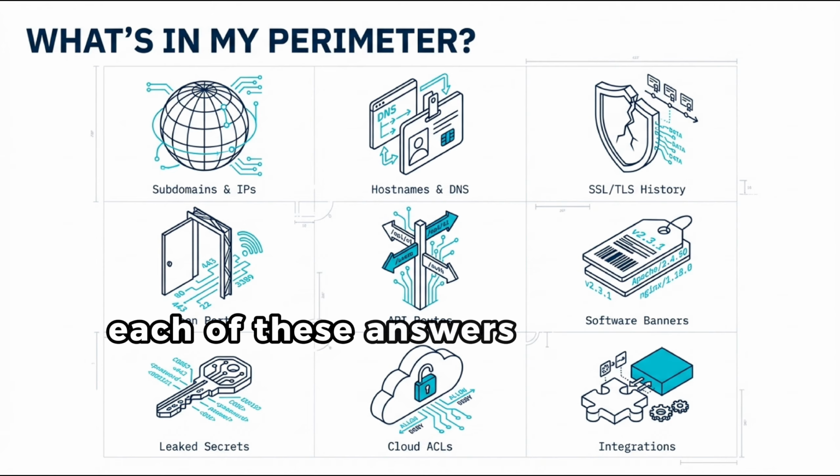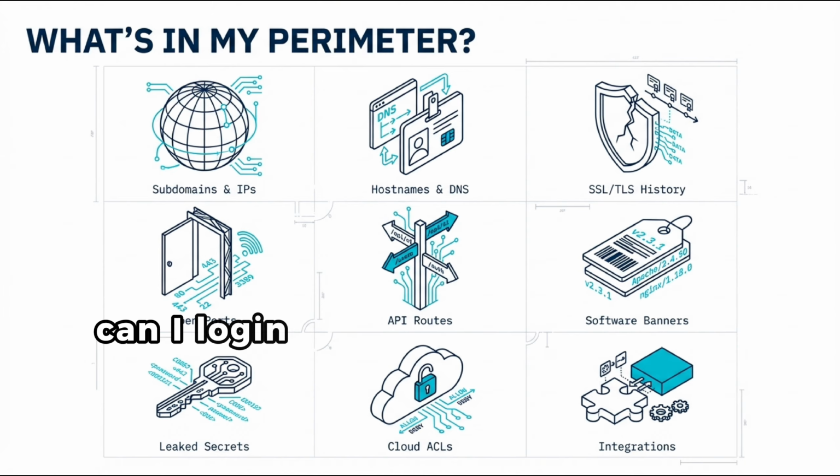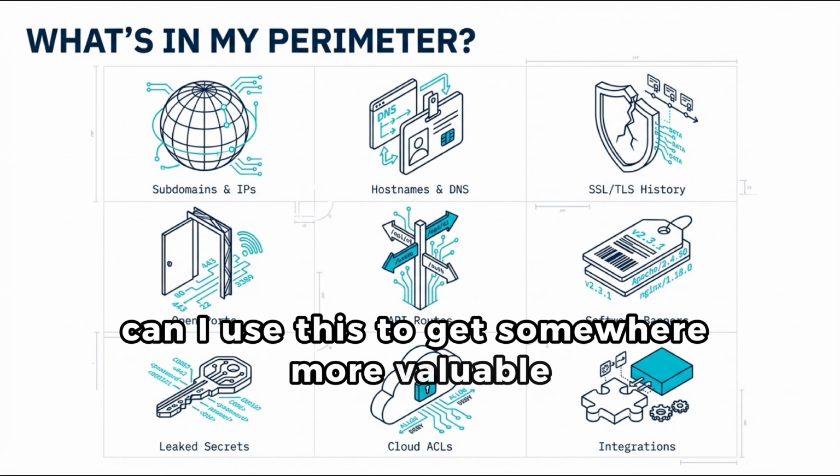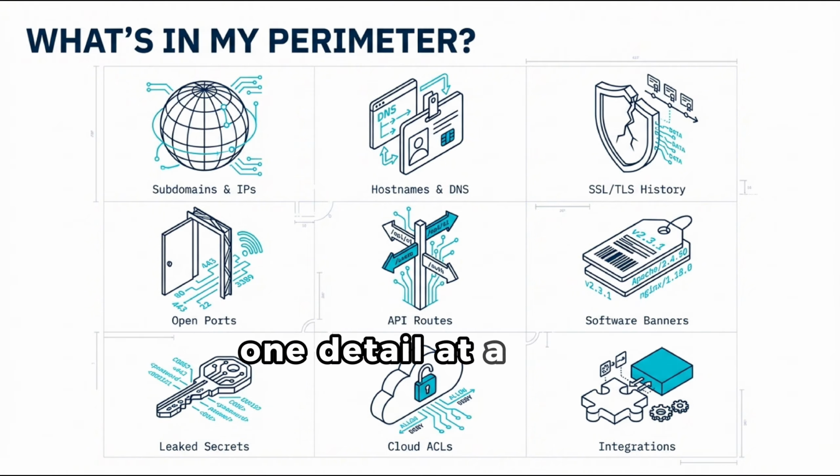Each of these answers a practical question. Can I reach this system? Can I log in? Can I exploit something here? Can I use this to get somewhere more valuable? Enumeration is really just building a map, one detail at a time.